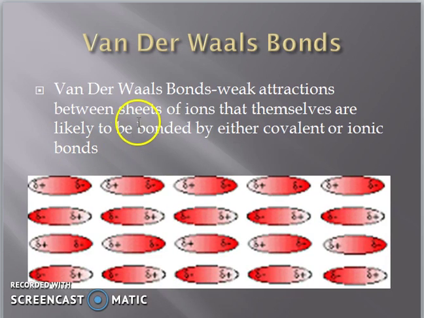The next one is van der Waals bonds. This is weak bonds, weak attractions between sheets of ions that themselves are likely to be bonded by either covalent or ionic bonds. So if you look in this illustration here, you can see you have positive and negative here, and negative attracted to this positive, and they all kind of line themselves up in these arrangements to create these slight bonds of attraction between each element.